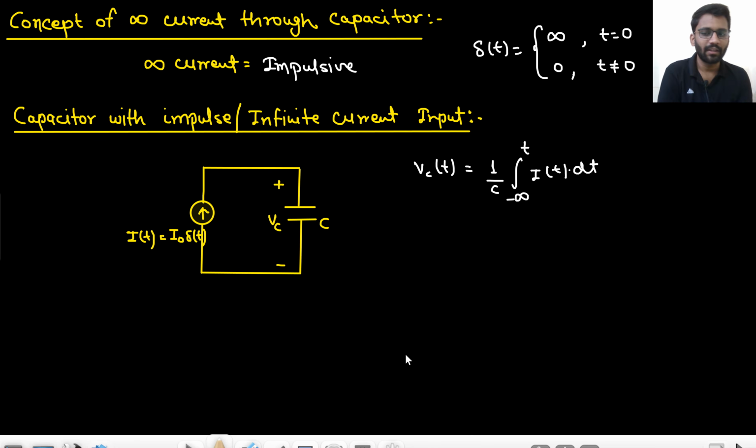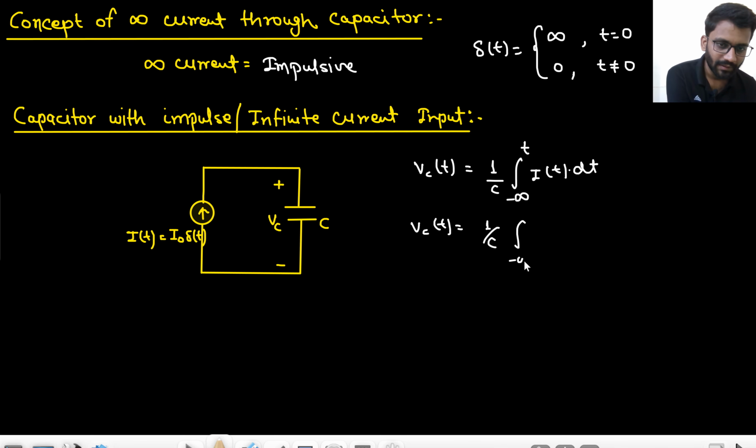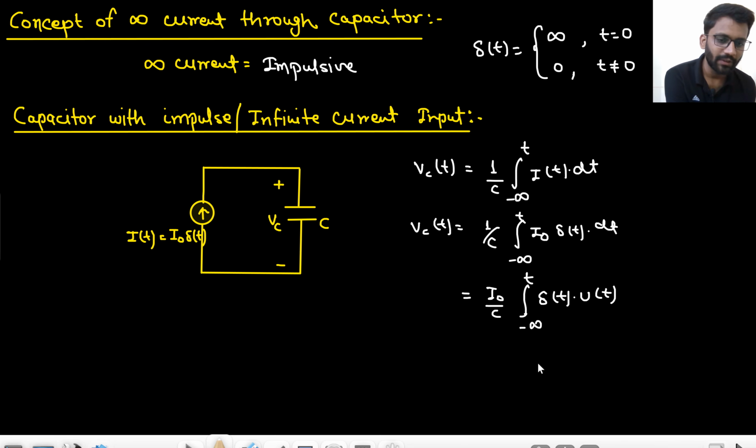What is the expression of i(t)? i(t) is I naught delta t. So it is I naught delta t dt. I naught is a constant term, it can be taken outside. I naught by C, integration from minus infinity to t of delta t dt. What is the integration of delta t? The integration of delta t is u(t).